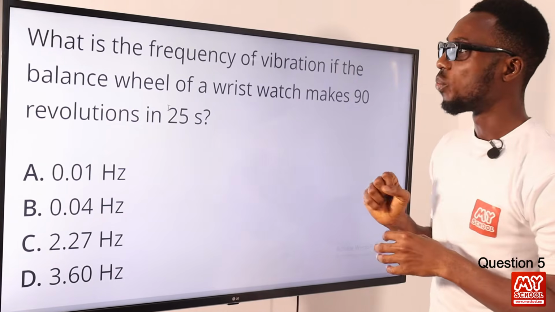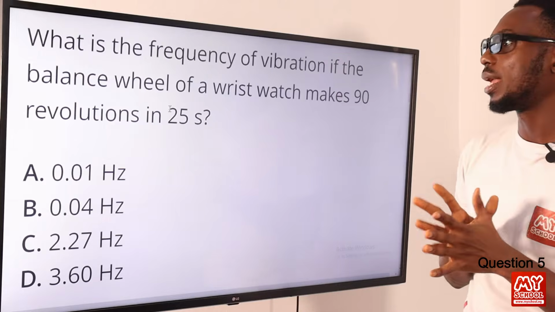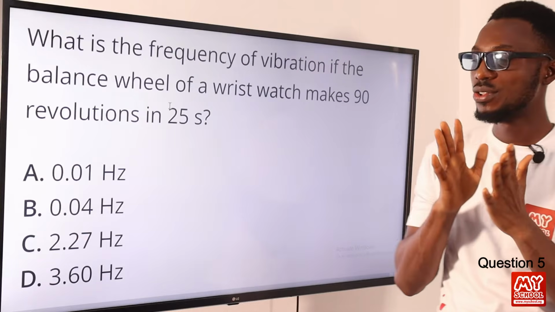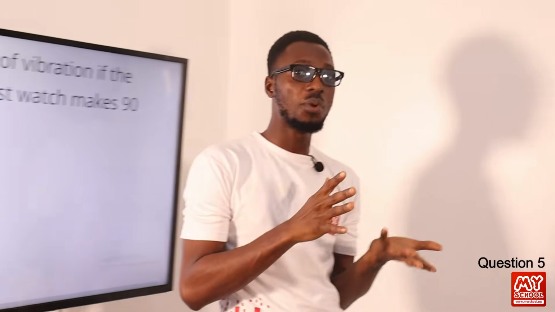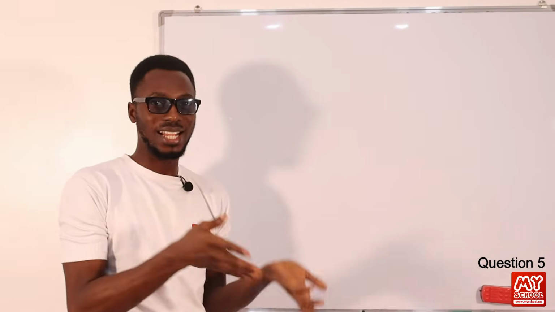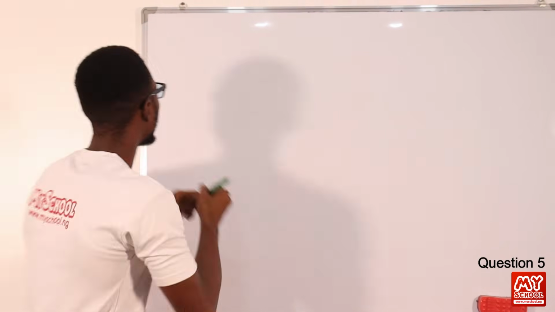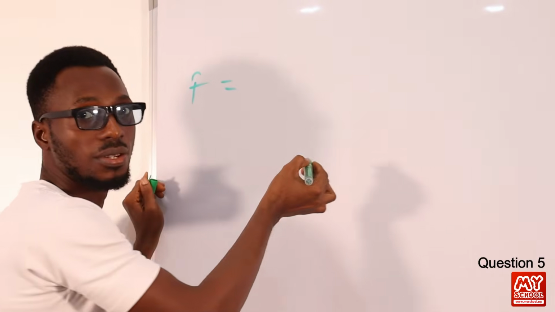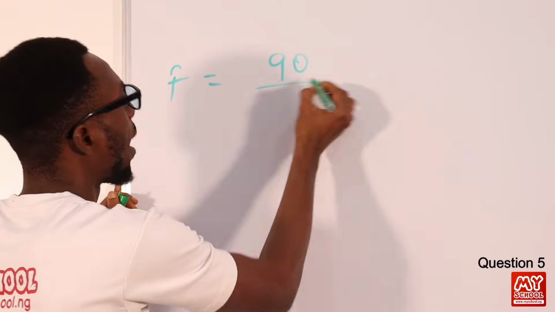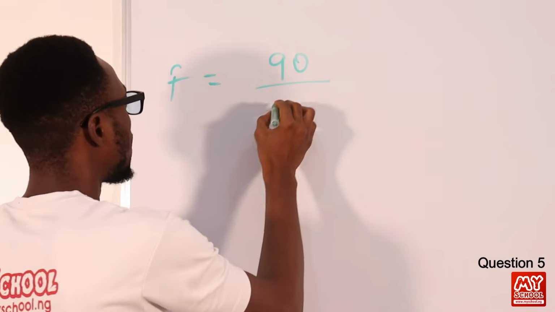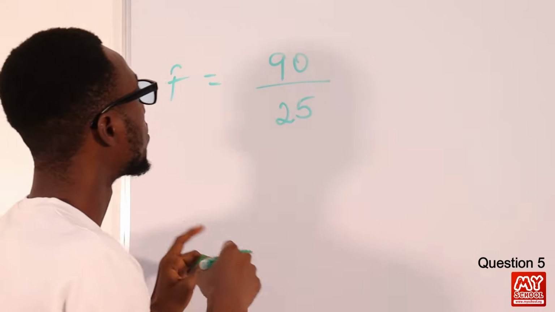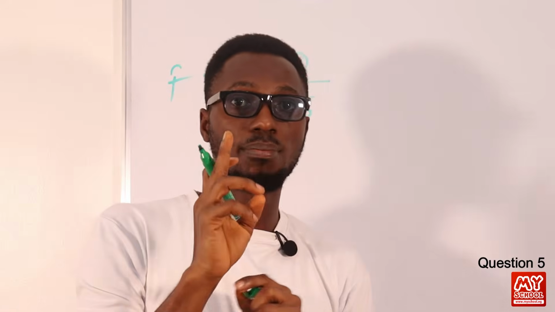5. What is the frequency of vibration if the balance wheel of a wristwatch makes 90 revolutions in 25 seconds? So remember, frequency is actually revolutions per second, revolutions or circles per second. So very easy. So frequency, I have revolutions, or circles, which is revolutions, we have 90 per second. How many seconds do we have there? 25. So for this experience, let's see how much circle is made per second.